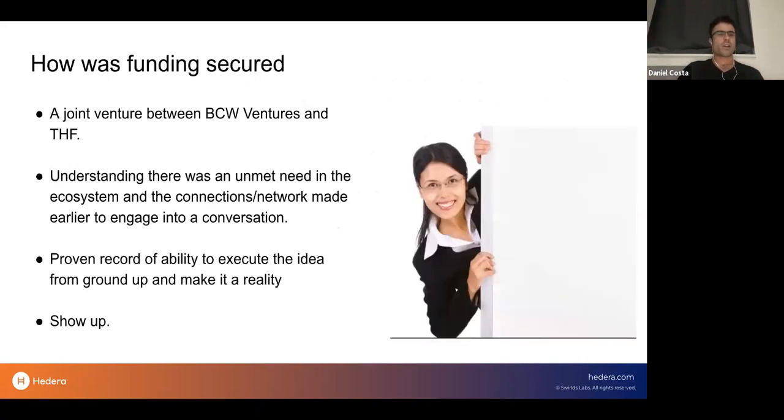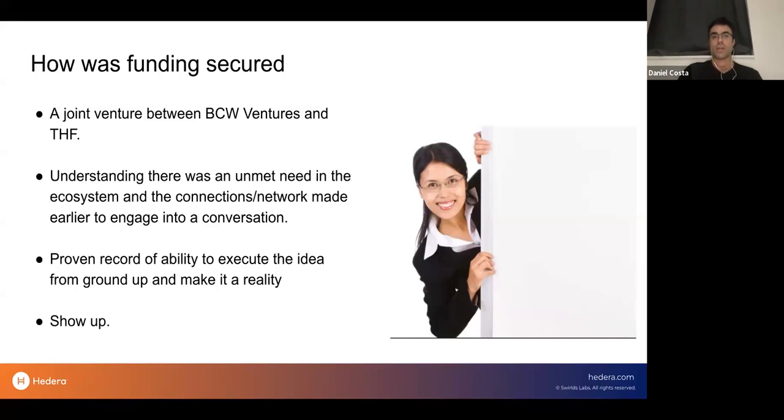So about Archaea, how was funding secured? This was a joint venture between BCW Ventures and THF. So it was through the Adara Foundation, which helped us a lot to get our product off the ground. Their understanding was there was an unmet need in the ecosystem. With a commercial mirror node provider versus the public services, it's just a matter of time till the volume grows and the ability to scale will not be met by just a standard public service.